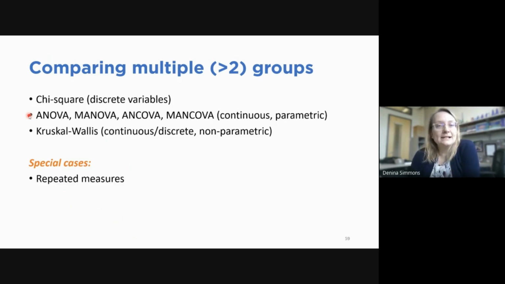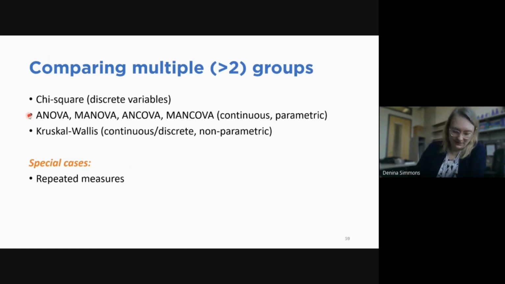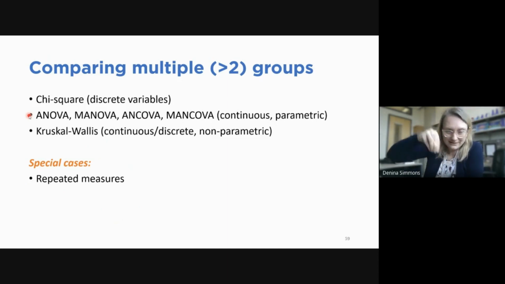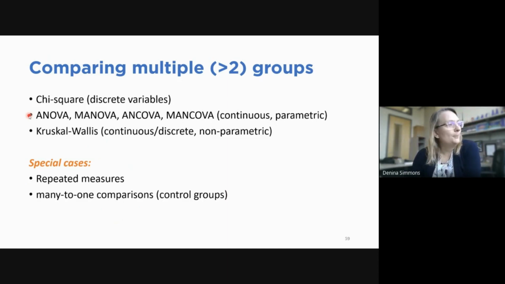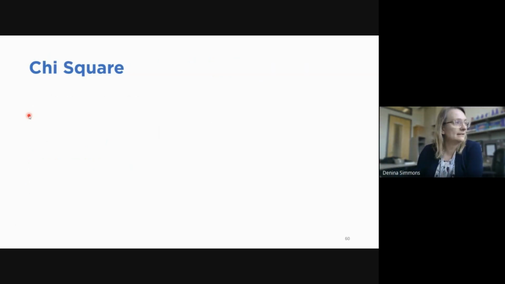And there are special cases for all of these where we have what's called repeated measures. This is an extension of the paired t-test. So if you're measuring the same subject over and over, that's a repeated measure. Also, sometimes you have one control group and many treatments, and you're comparing everything back to that same control group. So that's called a many-to-one comparison. So I'm going to go over all that right now.